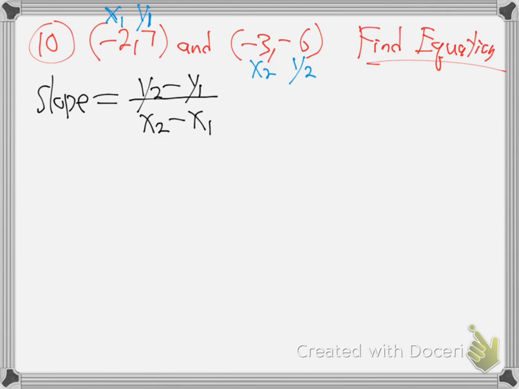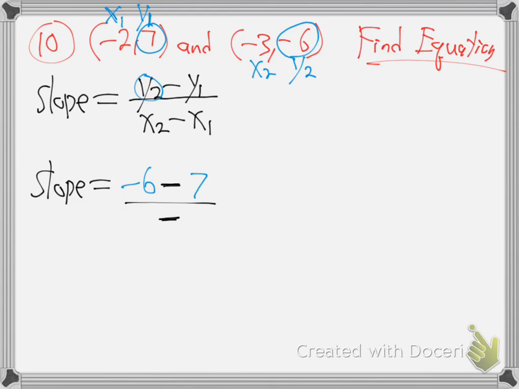So we're going to say slope equals, y2, which is negative 6, I have to go slow, minus y1, which is 7, over x2, we will write negative 3, minus that x1, negative 2. Is that good so far, like we did earlier? Put in all 4 numbers.